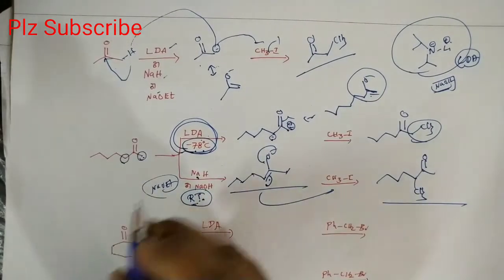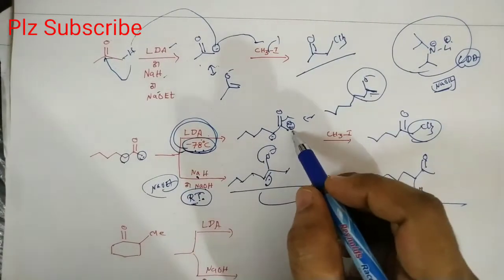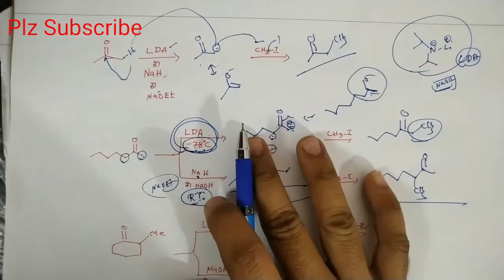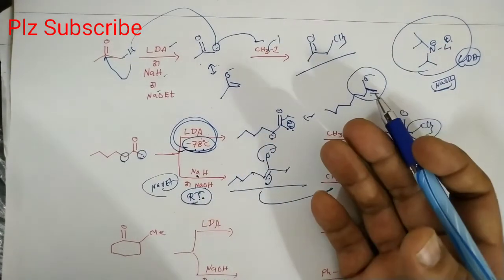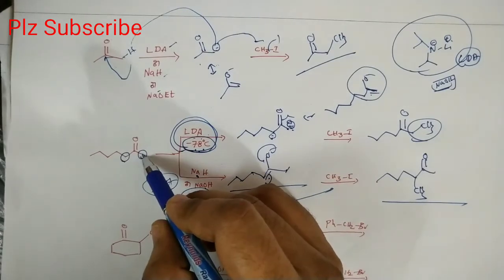Okay, the main point is aldehyde at minus 78 degrees centigrade. We should consider the kinetically stable enolate. Generally, we are saying this one. LDA is a strong, bulky base, that's why it removes the hydrogen from the less substituted carbon. Okay, actually, it's not a correct statement.